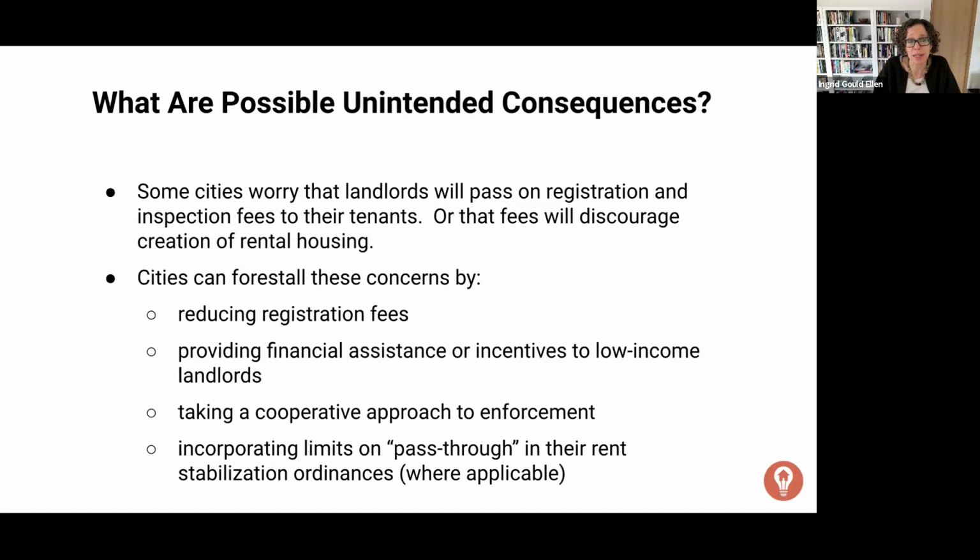Cities can limit these concerns by reducing the registration fees, and particularly providing financial incentives or assistance to lower income landlords, to encourage them and make it easier for them to participate. They can take a less punitive, more cooperative approach, where the city is really working with owners. There are many well-intentioned owners who really struggle with maintaining quality. And you could limit the pass-through to the tenants when there's rent stabilization. So you can go to the next slide.